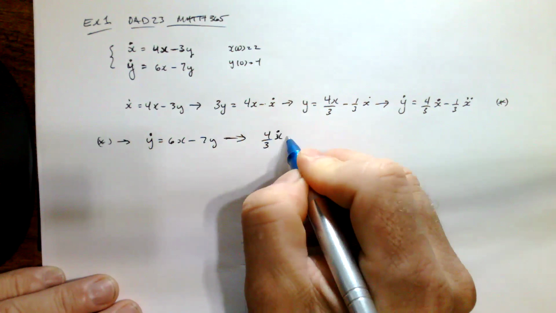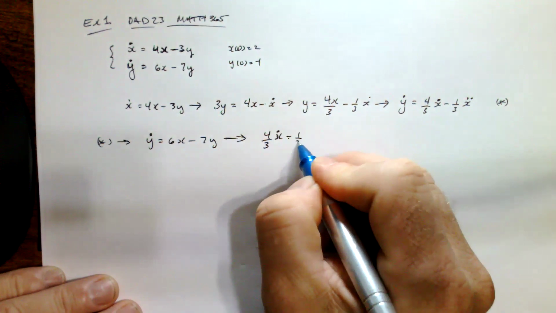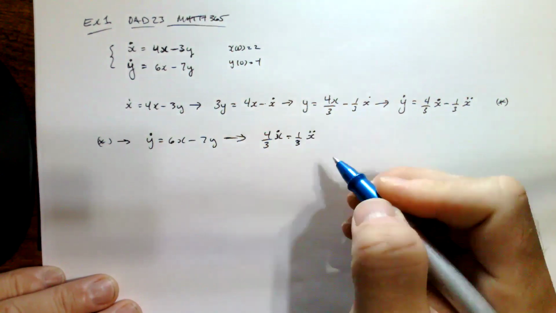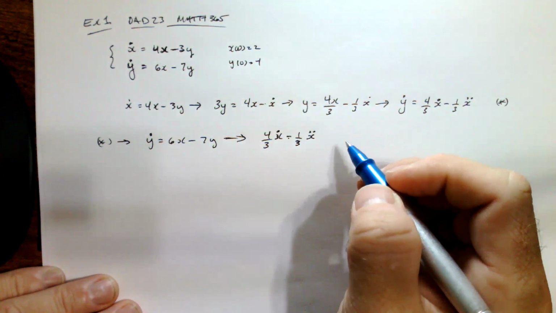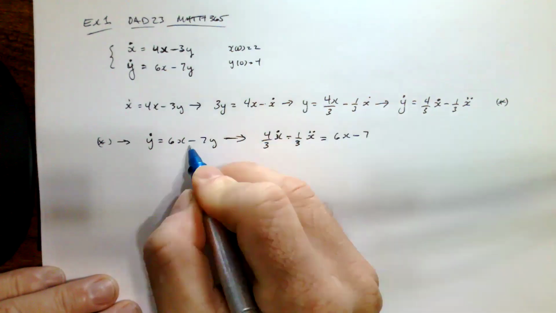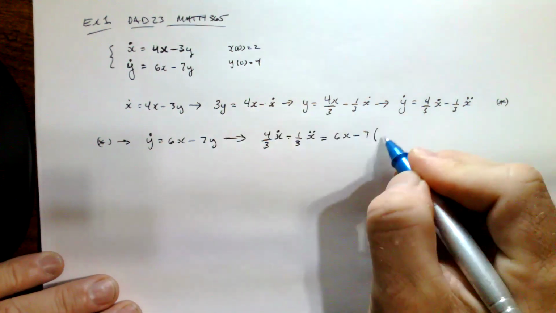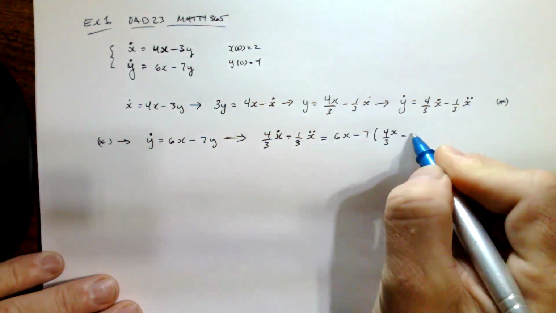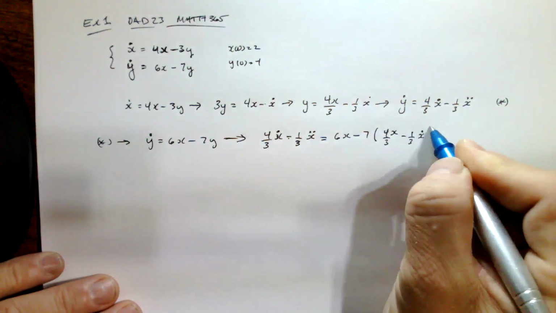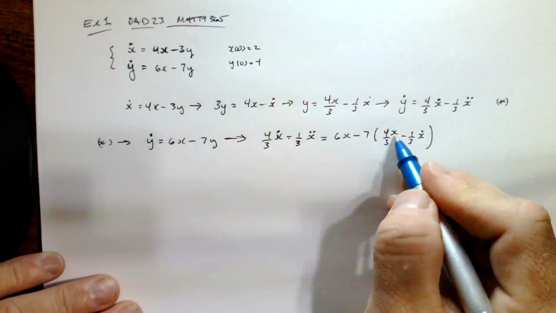This gives me 4/3 x dot minus 1/3 x double dot equals 6x minus 7y. And now notice y here is the same y as up here. So we're going to have 4x over 3 minus 1/3 x dot there. So the y dot gets replaced here, and the y that's remaining here gets replaced by this y.